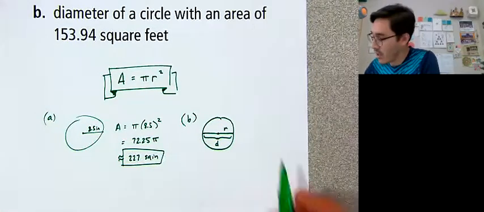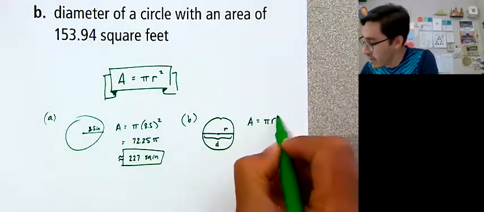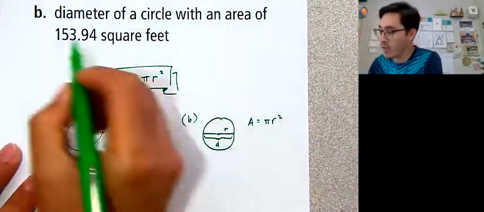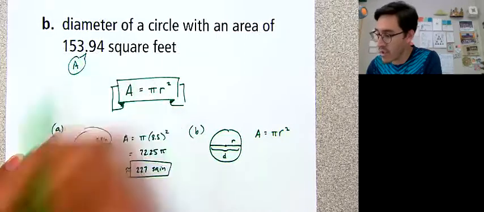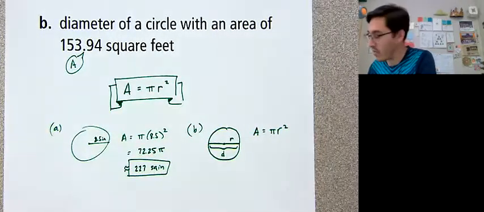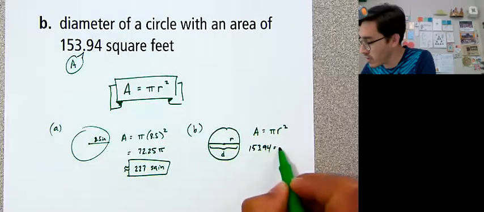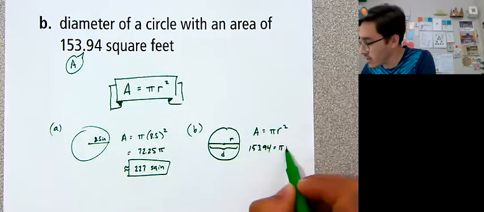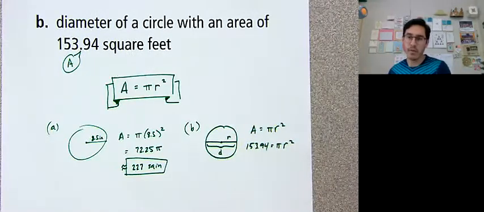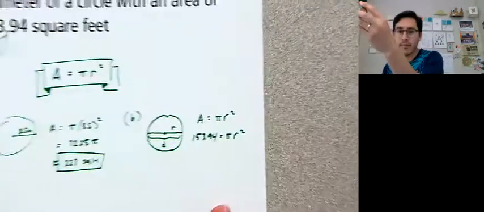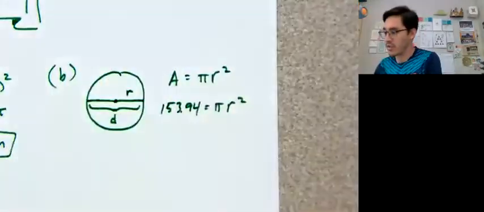Okay, all right. So the formula for the area is that it's pi r squared, and we know what the area is, right? The area is 153.94. So we'll write 153.94 equals pi times r squared. All right, so the only variable left in our equation now is r. So we're just going to solve for r. And that's just algebra now.